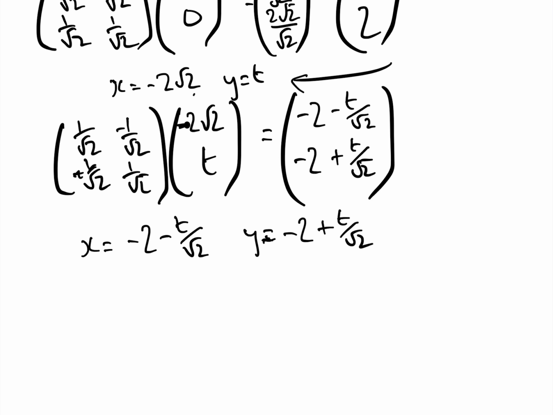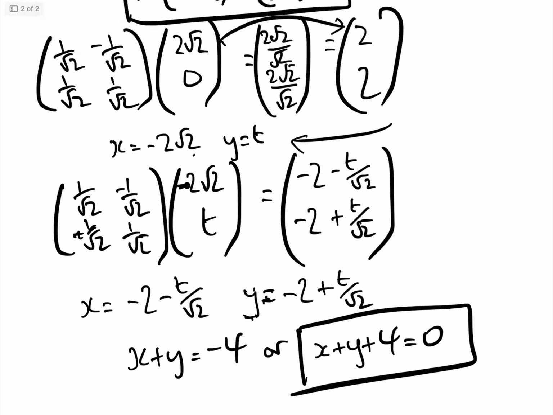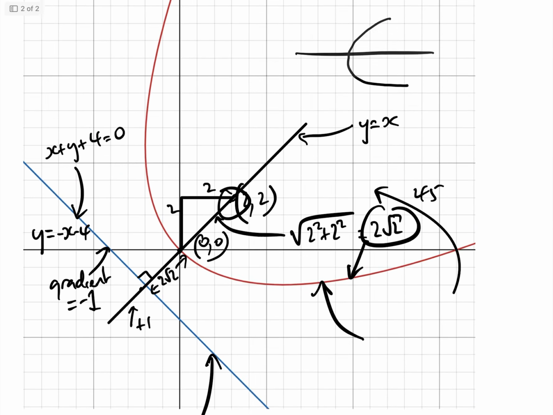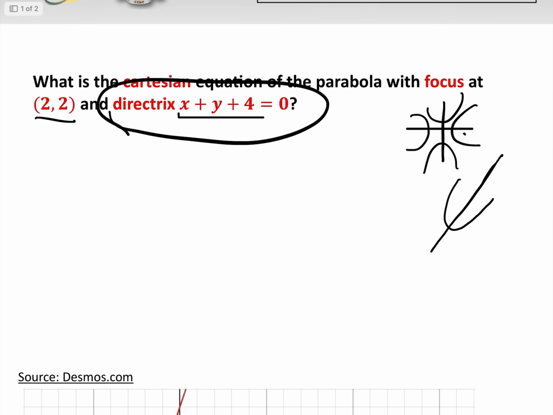Of course, you don't need to do this. We've already answered the question. This is just a check for those who are interested in this. And then if we add those two together, we will get x plus y equals minus 4, or x plus y plus 4 equals 0, which was the equation right up here of our rotated directrix.